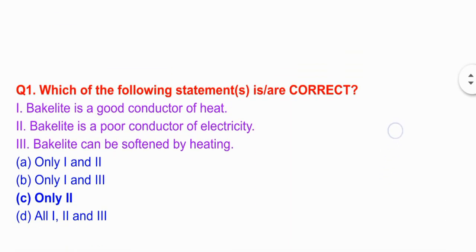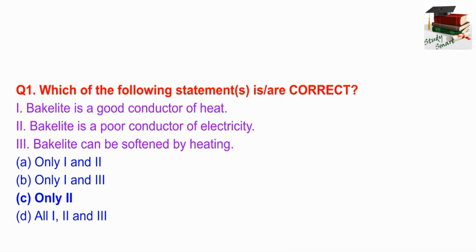Today we see important questions about general science. Today's first question: which of the following statements is correct? First statement, Bakelite is a good conductor of heat. Second statement, Bakelite is a poor conductor of electricity. Third statement, Bakelite can be softened by heating.